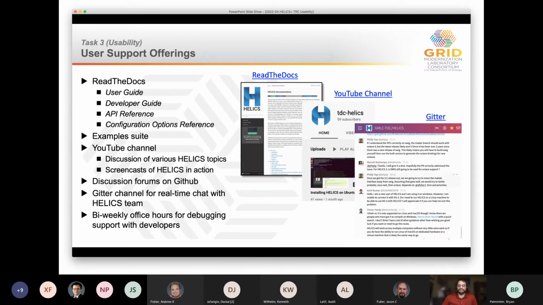And then we have bi-weekly office hours, an hour set aside where you can just join in and get actual support from the developers directly, ask them the questions that are hard to type in on Gitter.